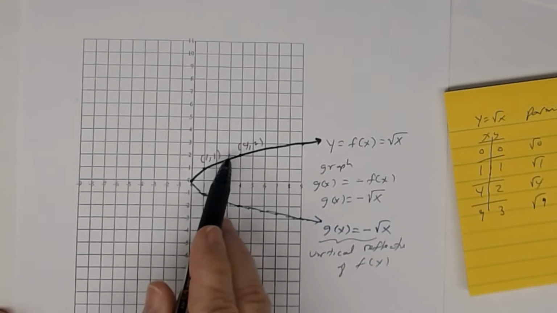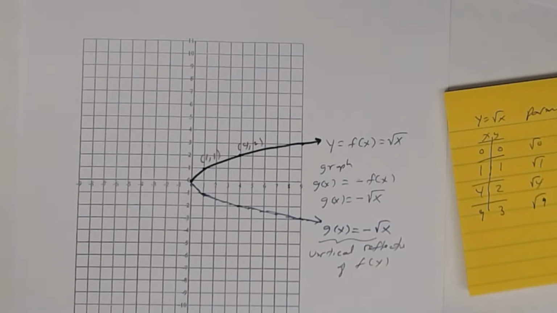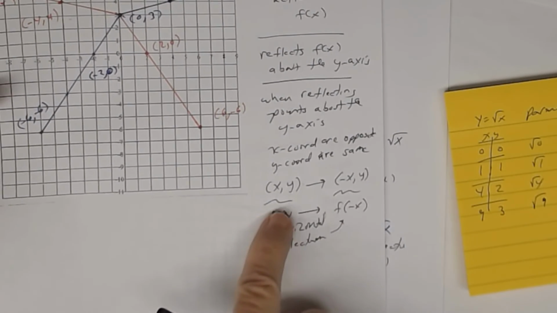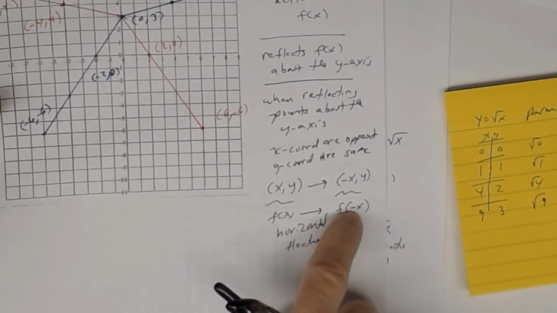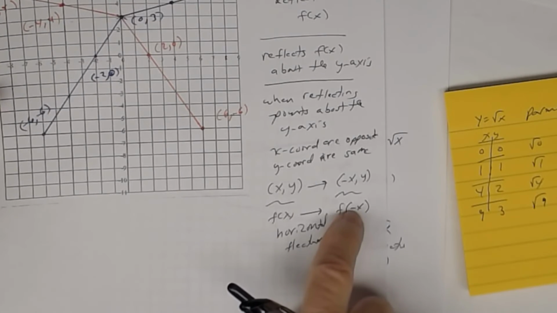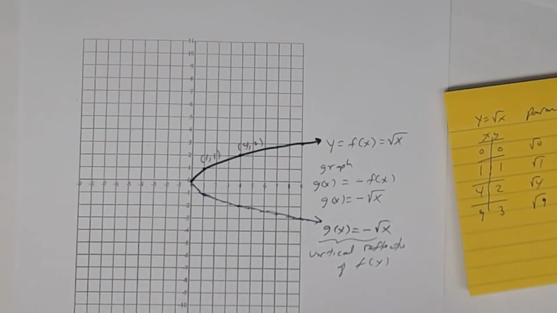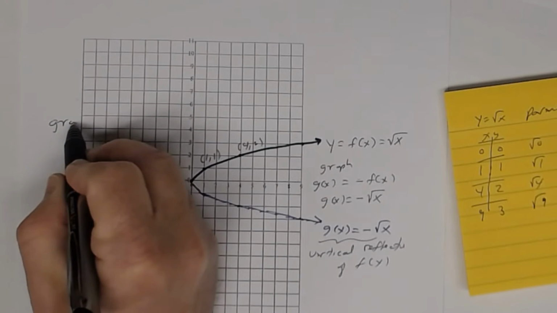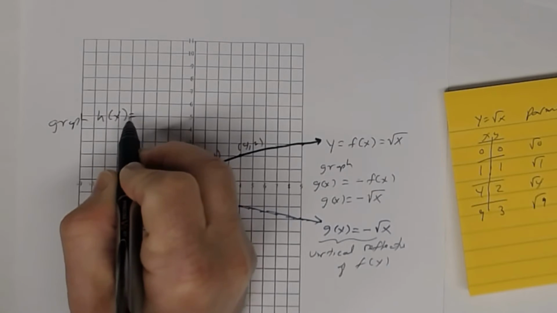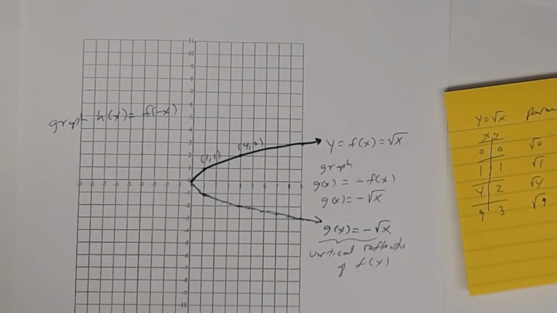What we're going to do now is look at a horizontal reflection. This is f of x. I'm hoping you remember this from our previous example. With a horizontal reflection, remember the y coordinate stays the same, the x coordinates are different. So f of x becomes f of negative x. The x coordinates are opposites: x, negative x. So when I ask you to graph the horizontal reflection, you want to graph, and let's call this h of x, which is going to be f of negative x. So f of negative x.